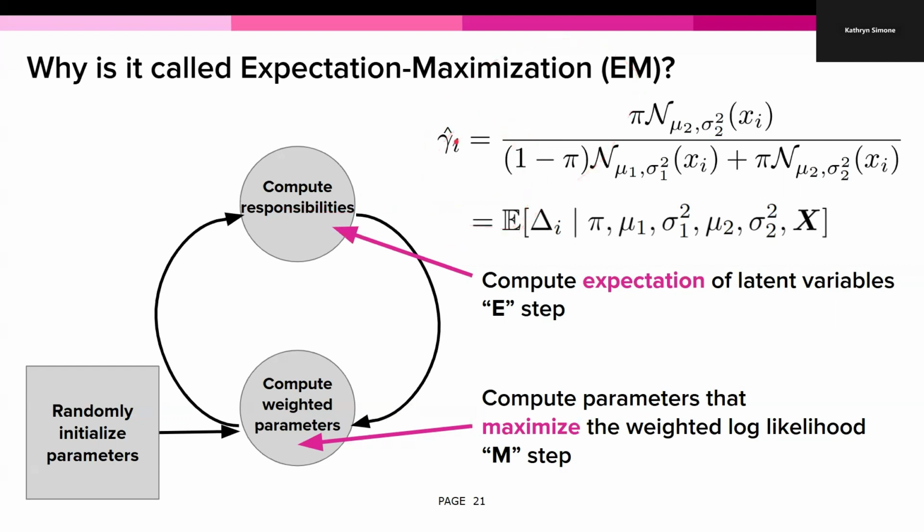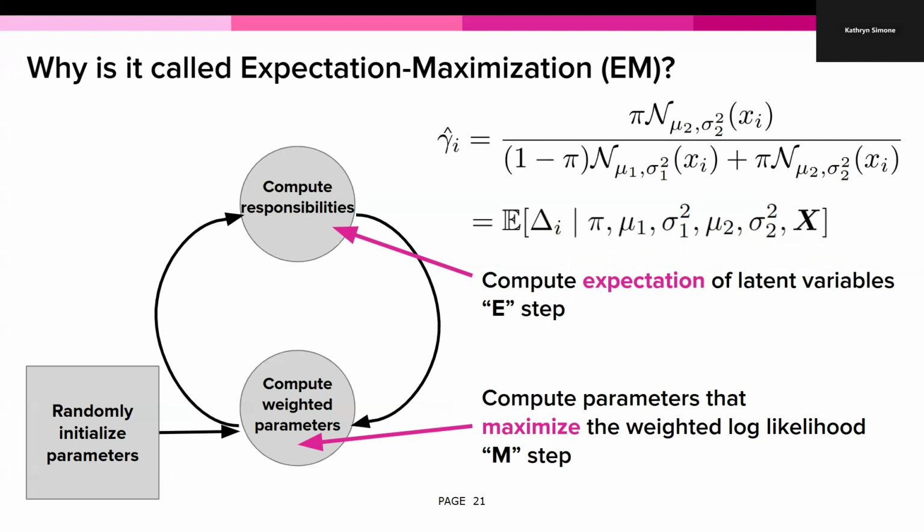So in this case, that would be the responsibilities gamma, which tells us the probability that each point belongs to a particular Gaussian component. Essentially, we're calculating the expected value of the latent variable delta, given the current parameter estimates. And then in the M step, we maximize the weighted log likelihood using the responsibilities we just computed. So in this step, we're updating the parameters, so that means the variances and the mixing weights, so that they maximize the likelihood of the data given the responsibilities.